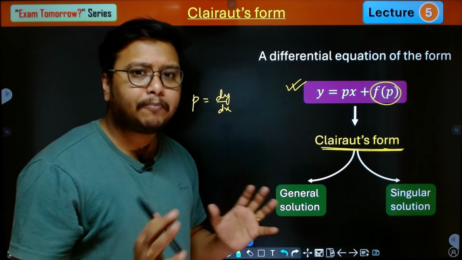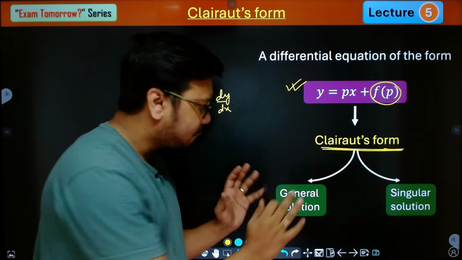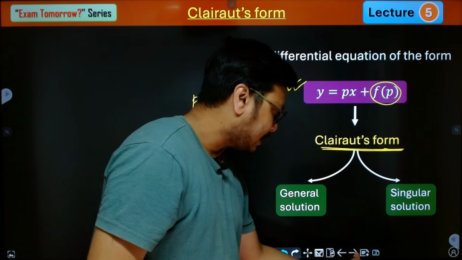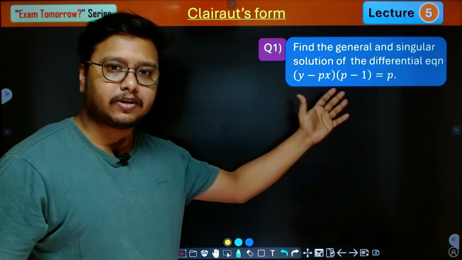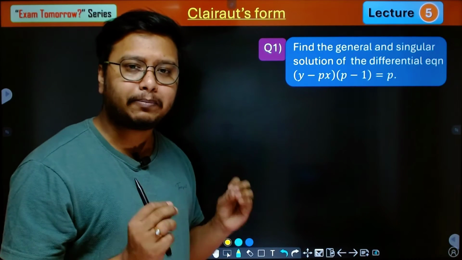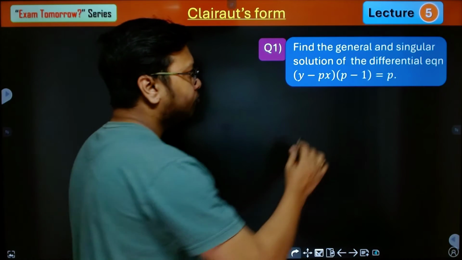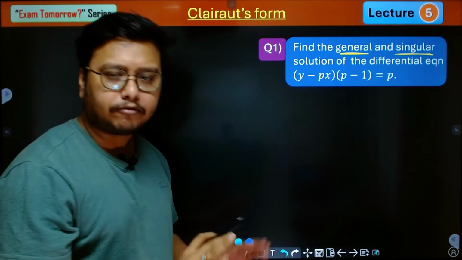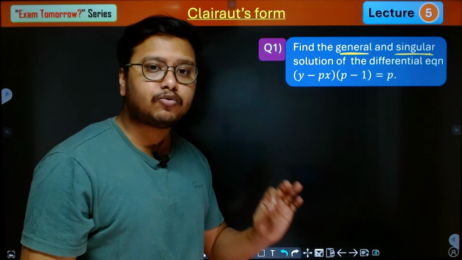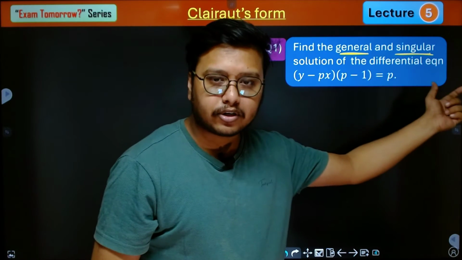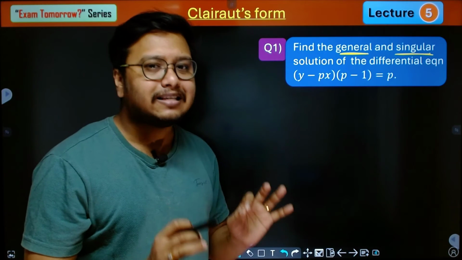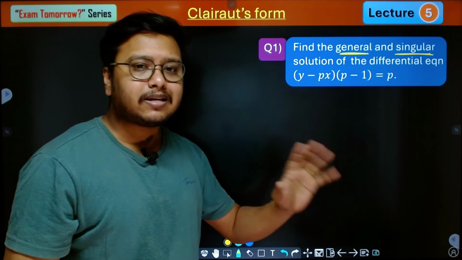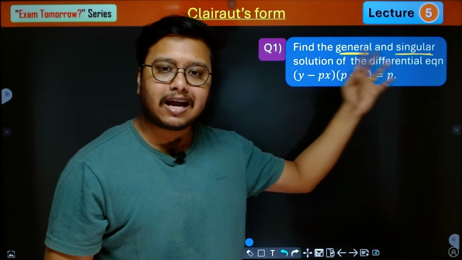So let's get a brief idea of what is the difference between a general solution and a singular solution. First, let's take a look at our first question. In Clairaut's form, typically the question asks to find the general solution as well as the singular solution of the given differential equation. So whenever you see a question is asking for singular solution, you must know that it is definitely a Clairaut's form equation. Okay, now let's try to understand the difference between a general solution and a singular solution.